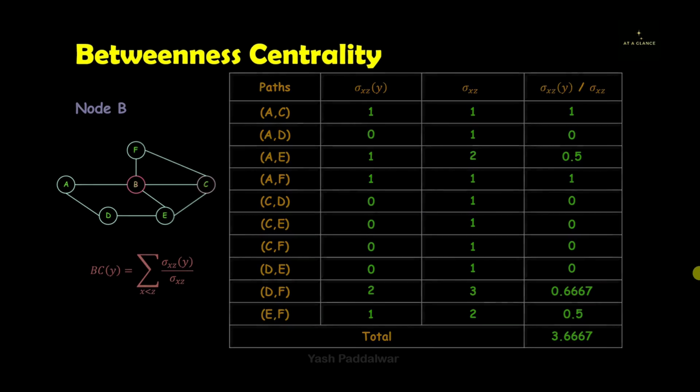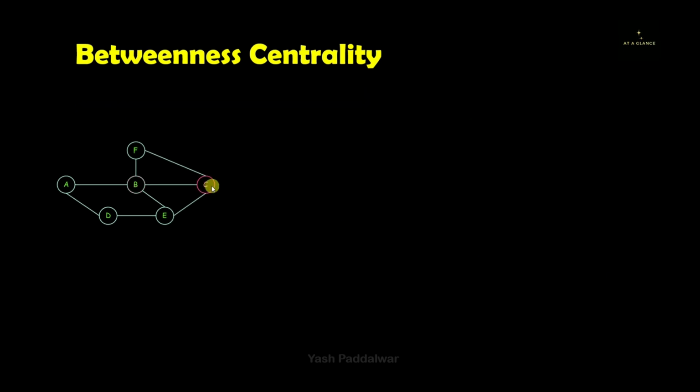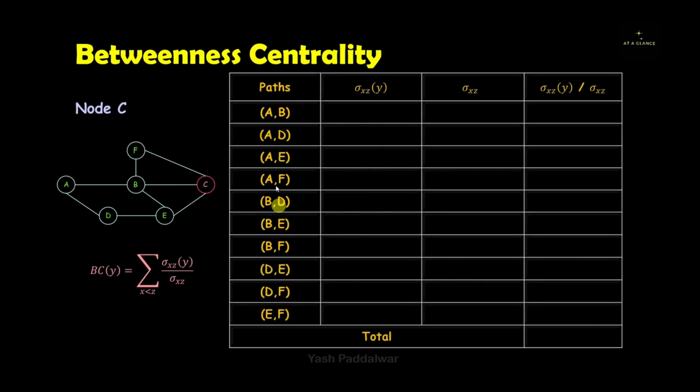Now similarly we'll have to find it for the node C. So now you can see that C is the concerned node and we'll have to construct all the paths without accounting the node C as a source node or destination node. So you can see that AB, AD, AE, AF, BD, BE, BF, DE, DF and EF are all possible paths for this particular situation. Let's start with the path AB.